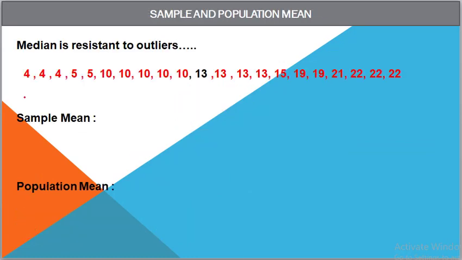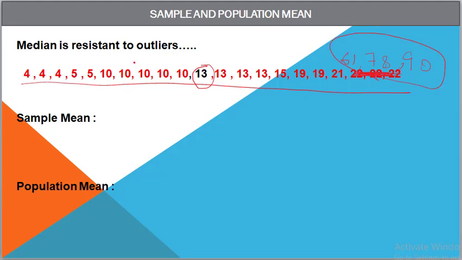Before we understand what is a sample mean and a population mean, let's see how median is resistant to the outliers. This is the same data set we have already seen in the previous slide. The entire data set is arranged in ascending order. Now suppose these 3 numbers are changed. These are not 22 anymore. Suppose this is 61, this is 78, and this is 90. The arrangement of the numbers is still in ascending order. There is no change at all, because after 21 it will be 61, then 78, and then 90.